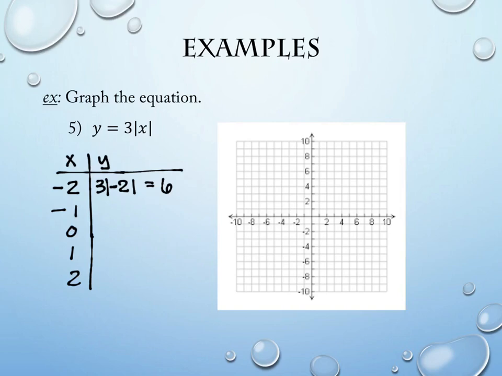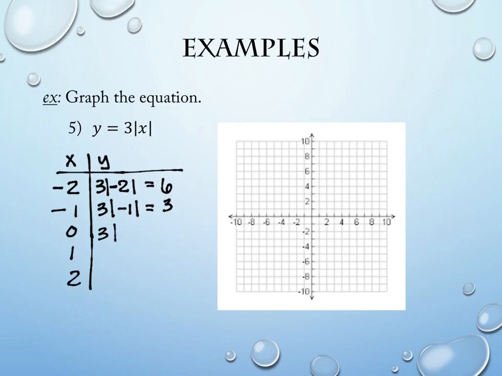Now we're going to try that with -1. So we have 3 times the absolute value of -1. Again, we're working from the inside out. What's the absolute value of -1? 1, times the 3 in front would give me a 3.